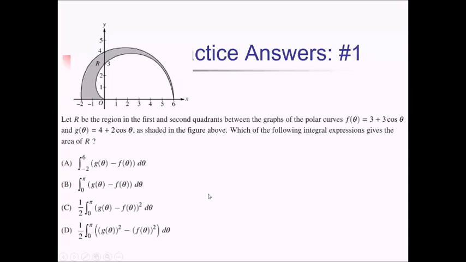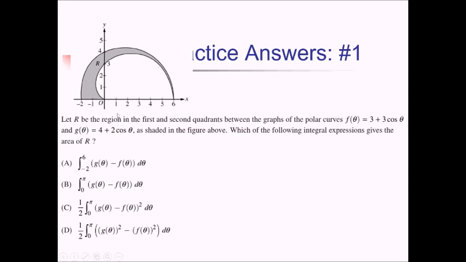On this no calculator problem, we're told that R is the region in the first and second quadrants between the graphs of f of theta and g of theta, and they didn't really tell us which one was which, so we're going to have to figure that out without a calculator. We want to know which integral gives the area of R.